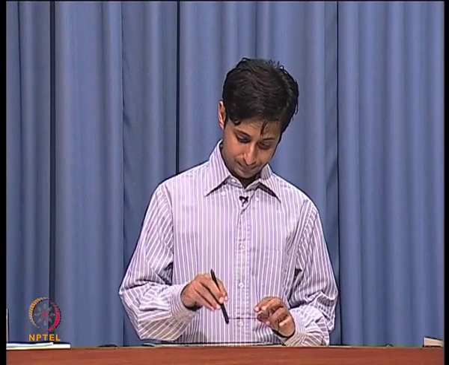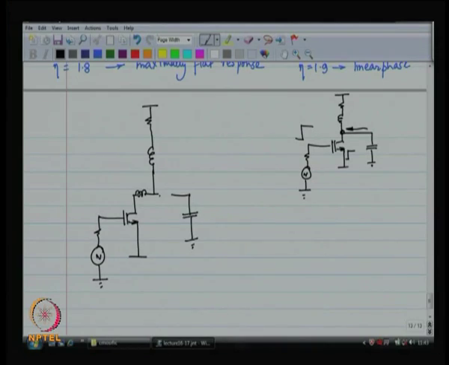Now, let us look at the next step. In the next step, what we are going to say, let us get rid of this. So, the current goes through a step. Now, imagine that the MOSFET, even though the current is really going through a step, there are parasitic capacitances here.